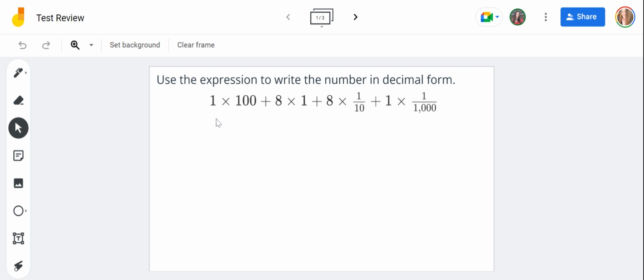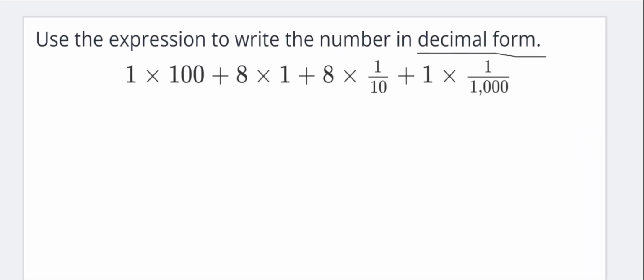All right, so we are going to be looking at a test review question. So we're going to begin with this one. Use the expression to write the number in decimal form. Okay, so I notice I have 1 times 100 plus 8 times 1 plus 8 times a tenth plus 1 times 1 over 1,000. So I'm noticing that they give this to us in expanded form. So I need to make sure that I write it as a decimal.